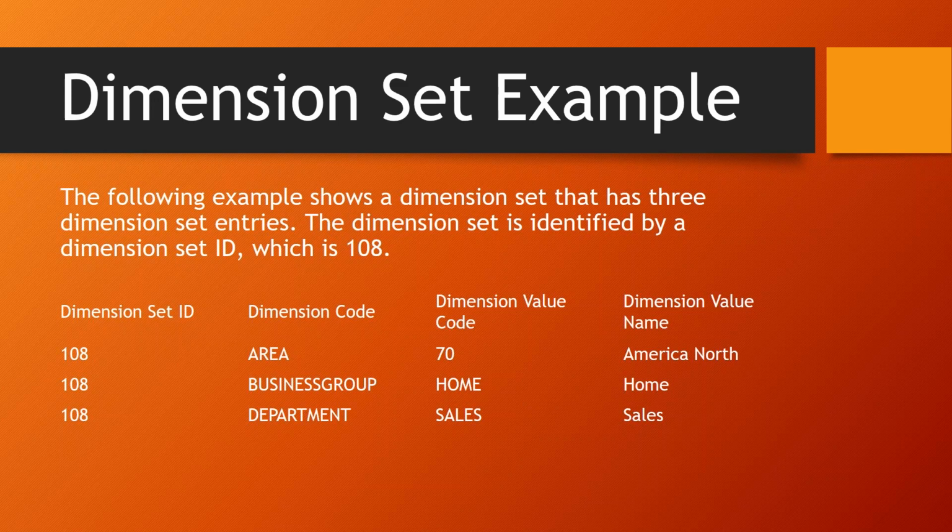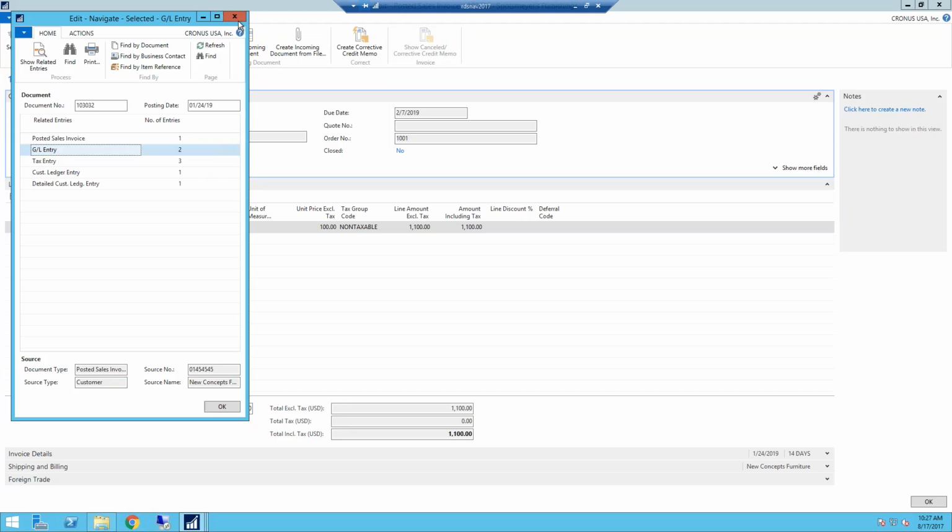So if that is the set of dimensions that corresponds to a given document, then all NAV does is store dimension set ID 108 on the document header or the document line, and that is all the information we need to know this set of dimensions. Let me go back and look at that on our posted invoice.